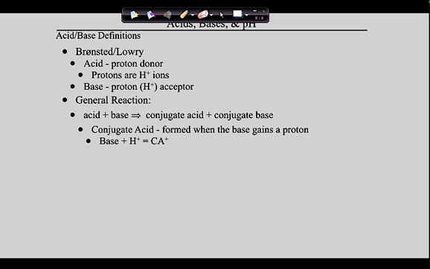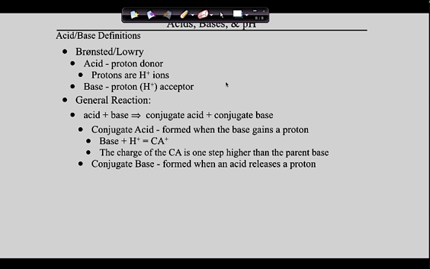But guys, notice the charges. This is important. The conjugate acid's charge goes up, because the proton is positive.